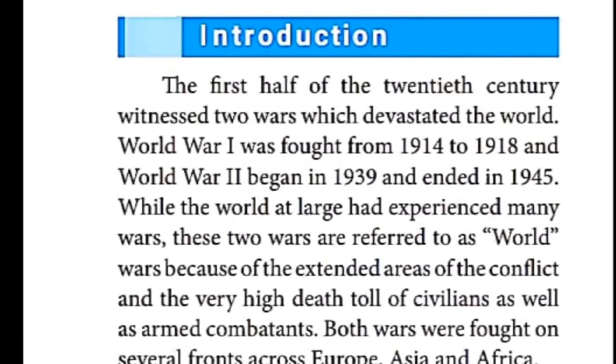In the introduction paragraph, what things are given? The first half of the 20th century witnessed two wars. What are the wars? First World War and Second World War. First World War occurred from 1914 to 1918. After the completion of the First World War, they set up the League of Nations in the year 1920. Moreover, in 1919 they signed one treaty, the Treaty of Versailles. It was a humiliating treaty for Germany.